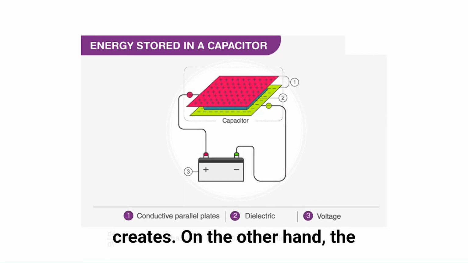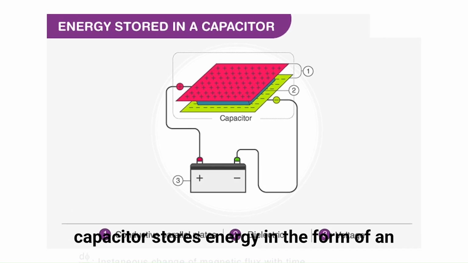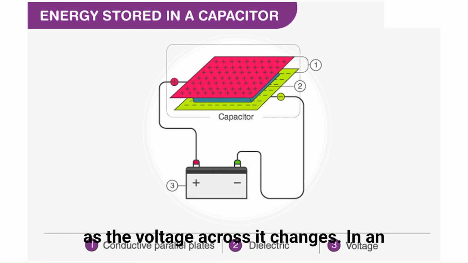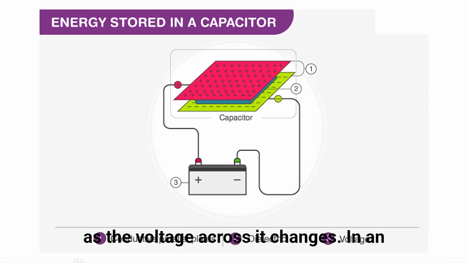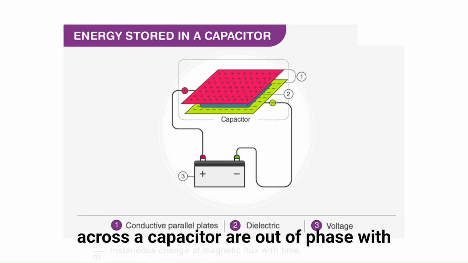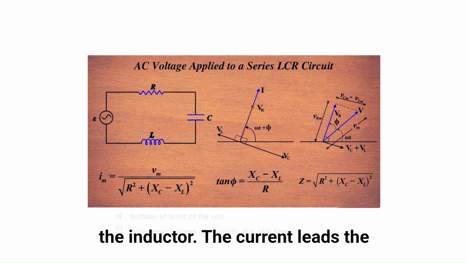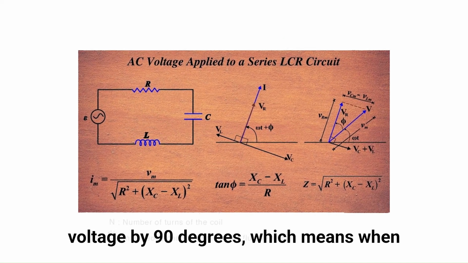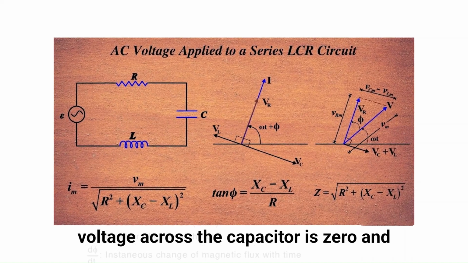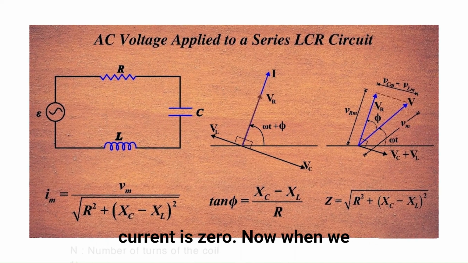On the other hand, the capacitor works differently. A capacitor stores energy in the form of an electric field and charges and discharges as the voltage across it changes. In an AC circuit, the current and voltage across a capacitor are out of phase with each other, but in the opposite way to the inductor. The current leads the voltage by 90 degrees, which means when the current is at its maximum, the voltage across the capacitor is zero, and when the voltage is at its peak, the current is zero.